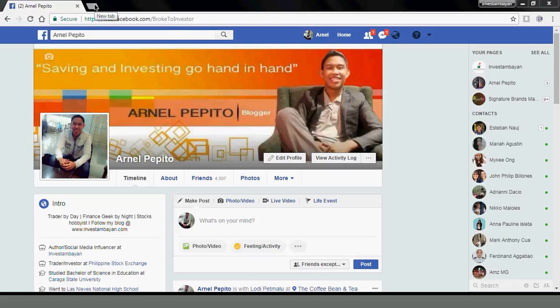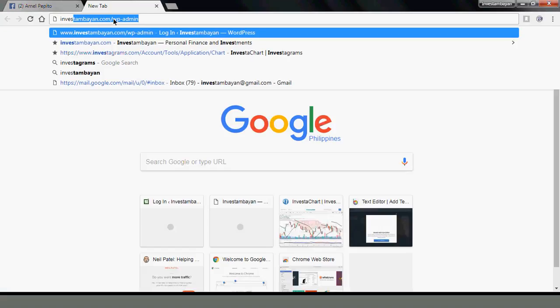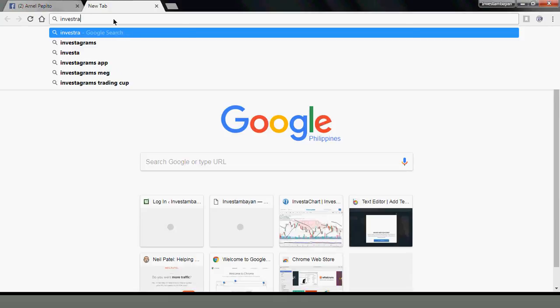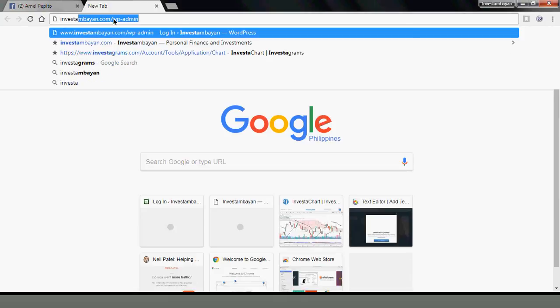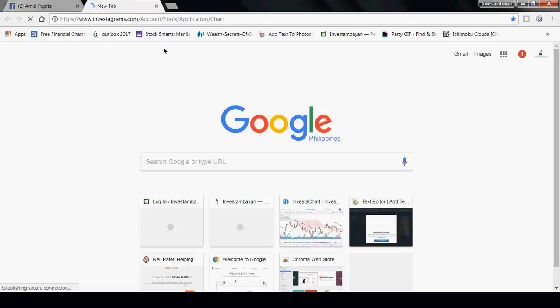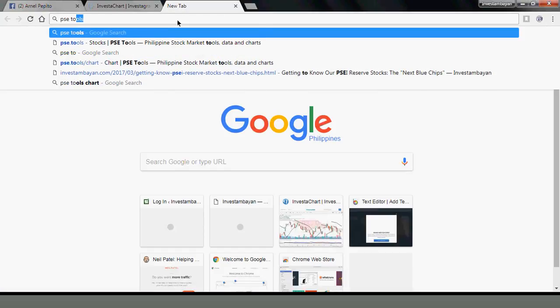Right now, what you need to learn is to have a charting tool. So here sa Pinas, ang kailangan natin or ang available here are our Investagrams. Pull up lang natin ang Investagrams, as well as PSE tools.